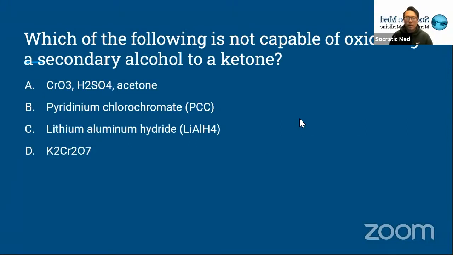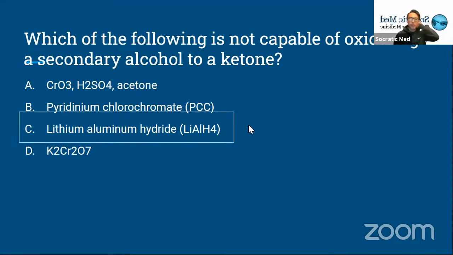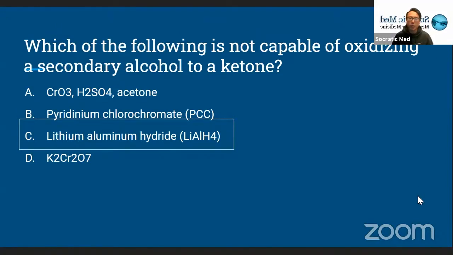Which of the following is not capable of oxidizing a secondary alcohol to a ketone? And everyone chose choice C, and yep, that's the correct answer. So choice C, lithium aluminum hydride, it's a reducing agent, and it would have no effect on a secondary alcohol, and it definitely wouldn't convert it to a ketone. While A, B, and D are all oxidizing agents, and they would be able to convert a secondary alcohol into a ketone. So good job, everyone.